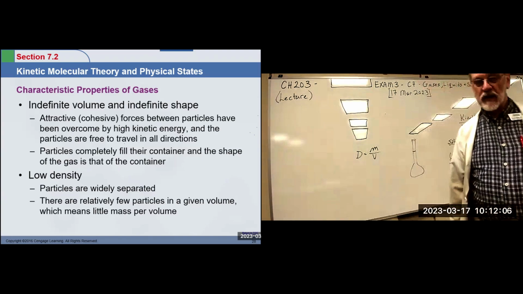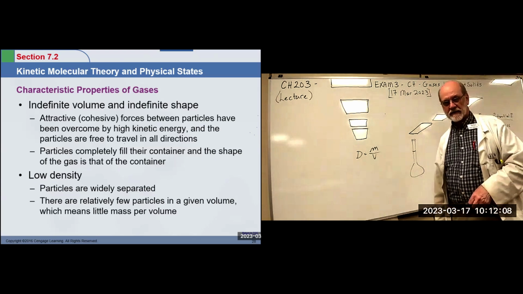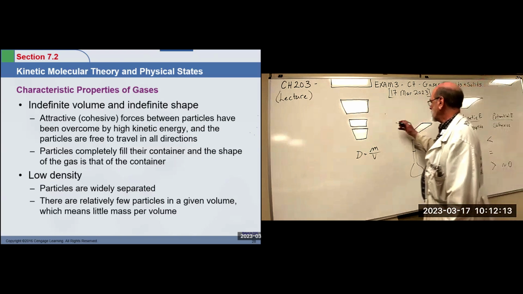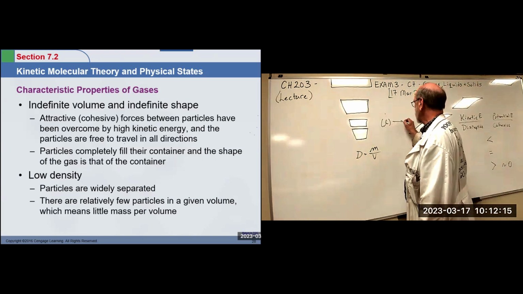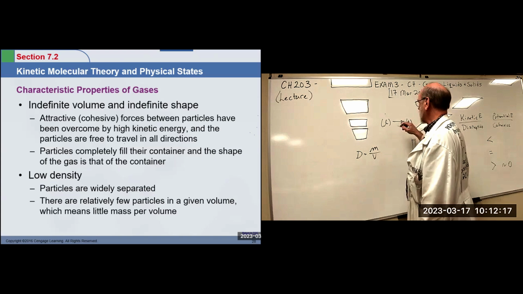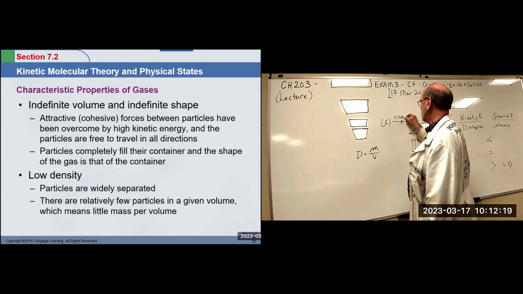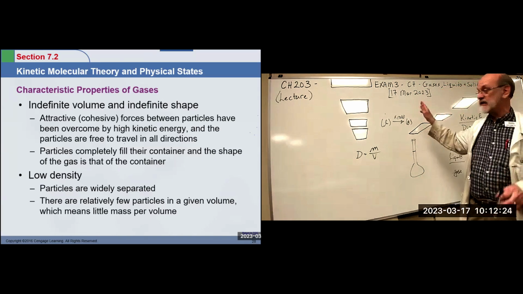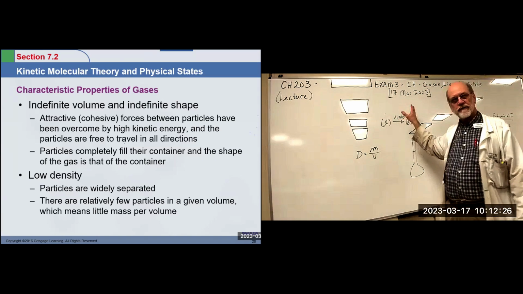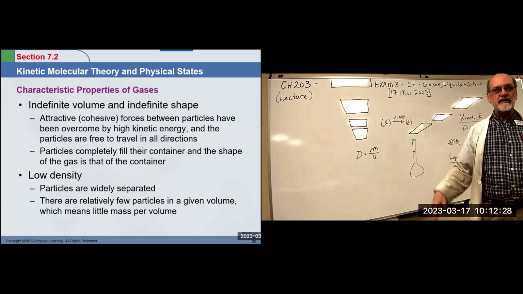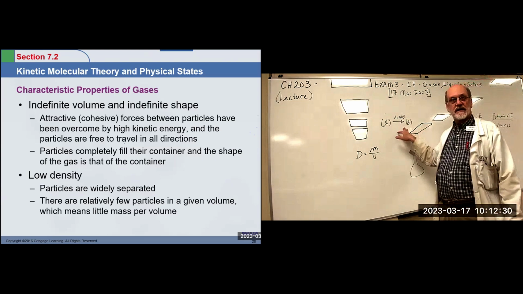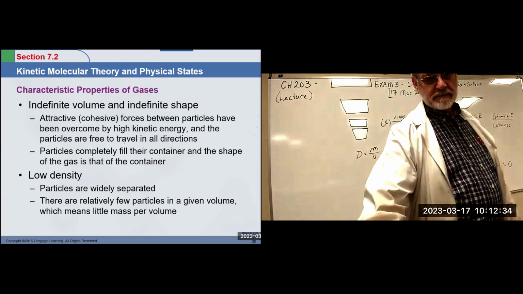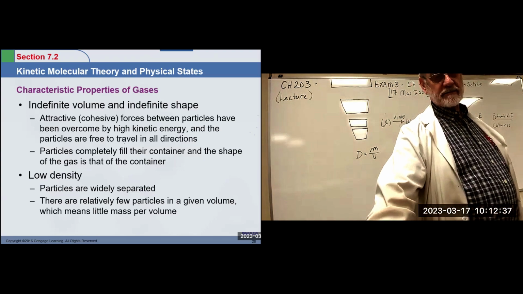They have very, very low density. Rule of thumb: if you take a liquid and heat it to make a gas, the change in volume is about 1,000 times. Now that varies all over the place, but that's roughly a change of 1,000 times the volume of a gas versus the liquid from which it's formed. So they have very low density.